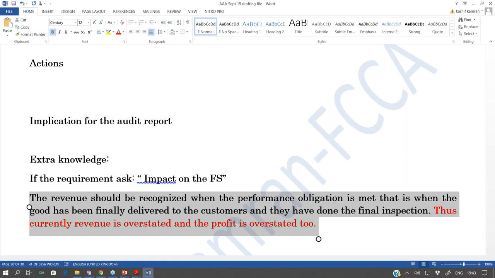So if the examiner asks you in a reporting question, impact on the financial statement, will you remember that? But in this question, is the examiner asking the impact on the financial statement? No. Is the examiner asking the impact on the audit report? Yes. Okay. Let's go back.